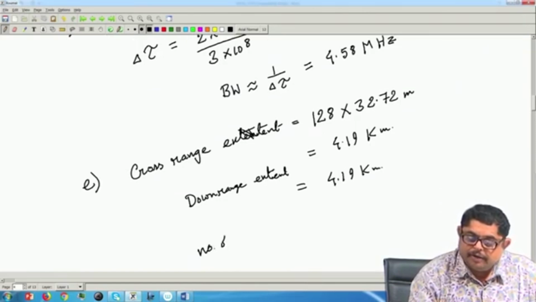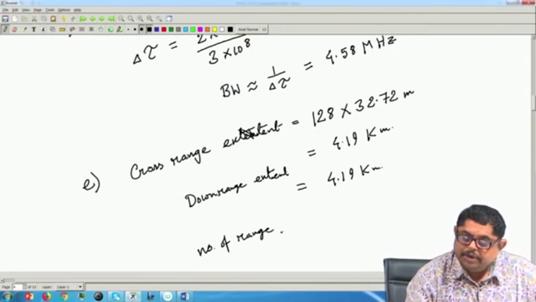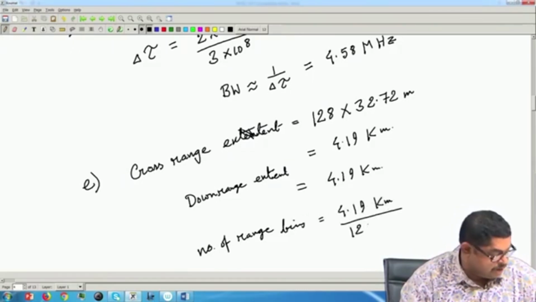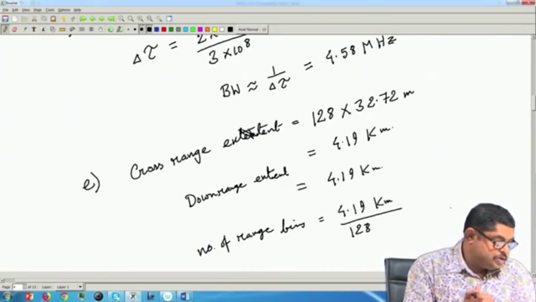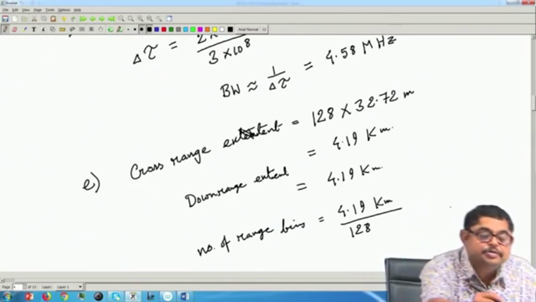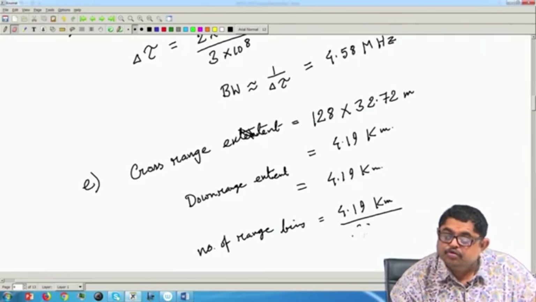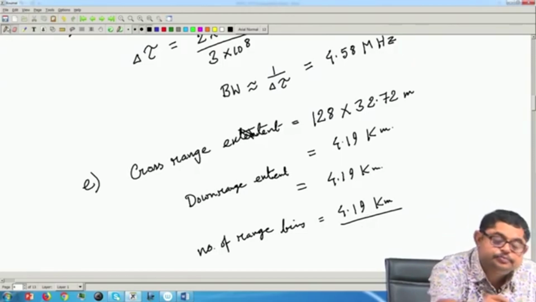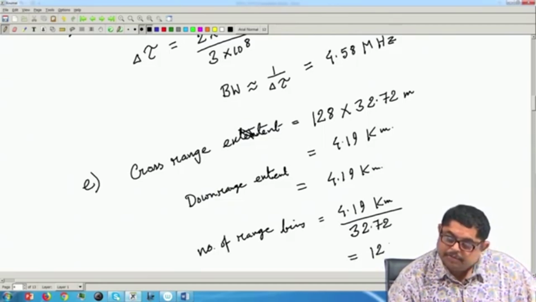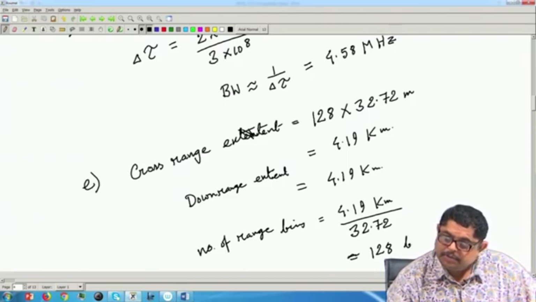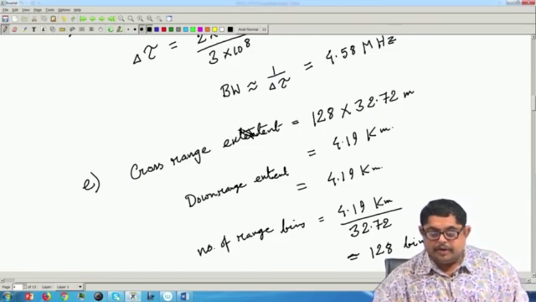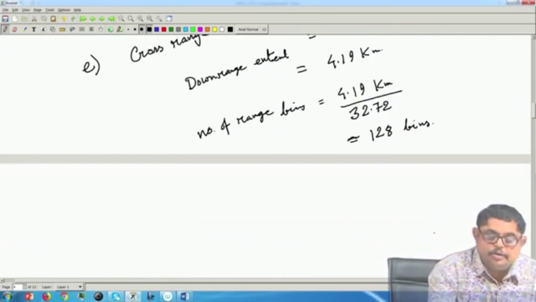So, the number of range beams is 4.19 kilometer by 32.72 meter, and that will give you again approximately 128 beams. So, 128 beams. The next part is F.